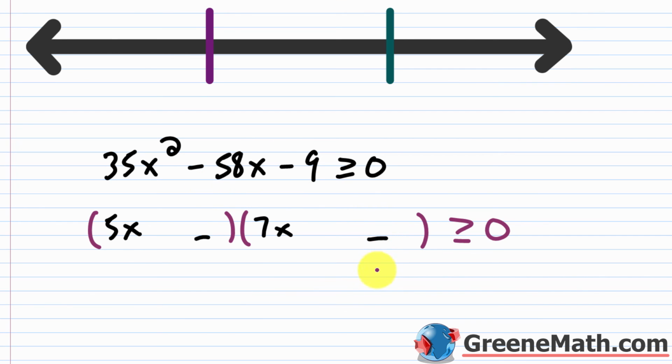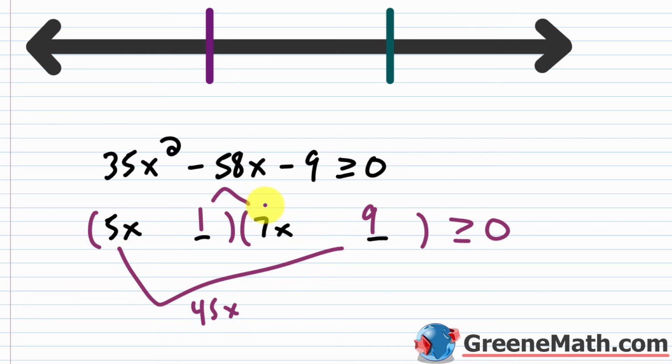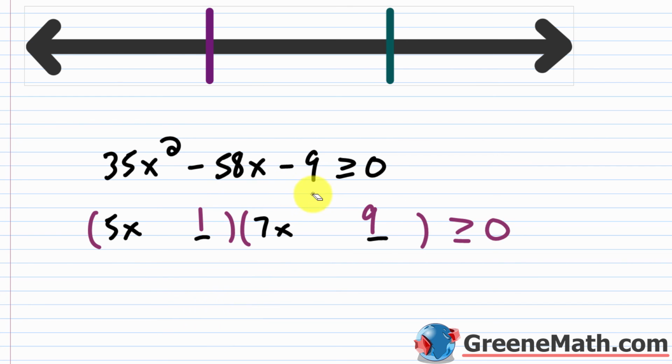So it has to be 9 and 1. Now, just for the sake of going through everything, let me put the 9 here and the 1 here. This isn't going to work, but we're just going to go through it. So this right here would be 5x times 9, that's 45x. And this right here would be 1 times 7x, that's 7x. Again, do a subtraction because you're going to have different signs. So 45x minus 7x, that's going to be 38x. So we know this isn't going to work. Okay, get rid of this, and I'm going to switch this up.